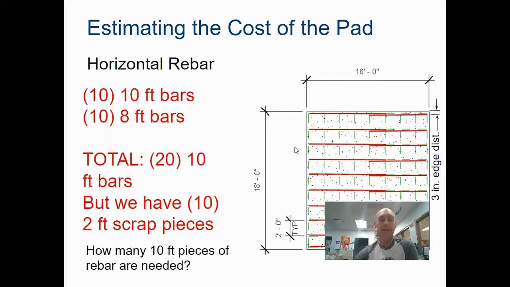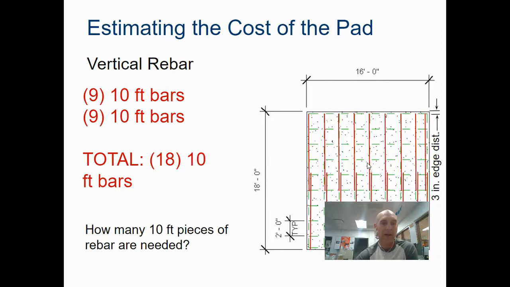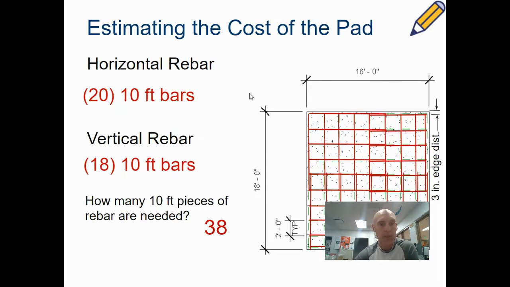So your final answer, if we take a look at horizontal, you should have 10 rows. So that means 10 10-foot bars and 10 8-foot bars going this way, and with a 2-foot remainder that we kind of cut off. Gives me 20 bars horizontally, and then 10 little 2-foot scrap pieces that are all these edges over here. Vertically, we have 18 total because we have 9 columns. So that gives us 18 because we have to have 2 in each column. So that gives us a total of 20 horizontally, 18 vertically, 38 total.